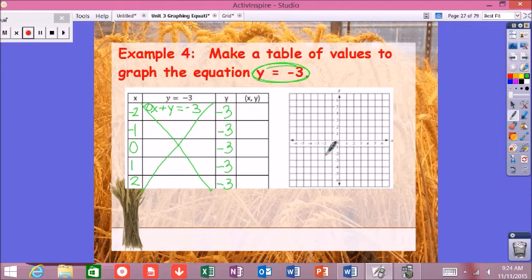So this is not a vertical line because it's not x equals, it's y equals. It's going to go the other way. It's going to be a horizontal line. Negative 2, negative 3. Negative 1, negative 3. 0, negative 3, which, by the way, is the y-intercept. 1, negative 3, and 2, negative 3. There is only a y in this equation, so I can only touch the y-axis when I graph it. And the only way to do that is to have a horizontal line. If this line were to tilt any or slope up or down, it's going to touch the x-axis.